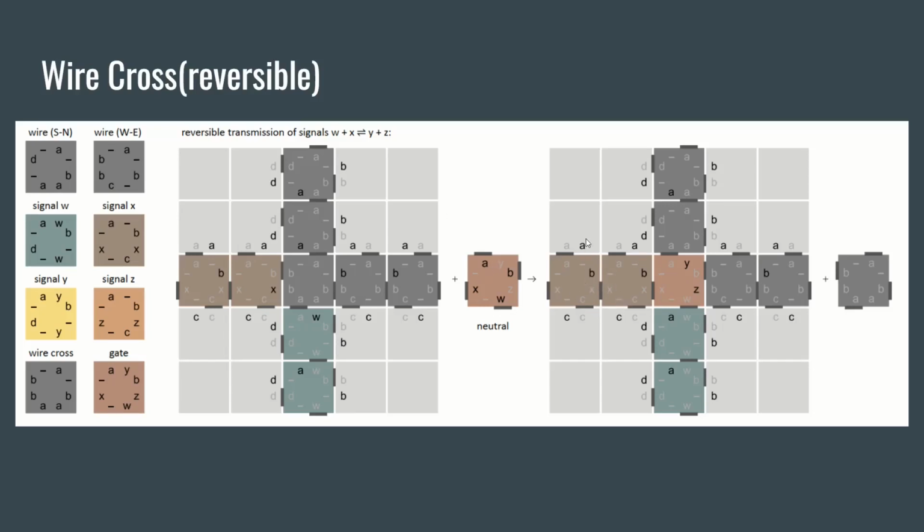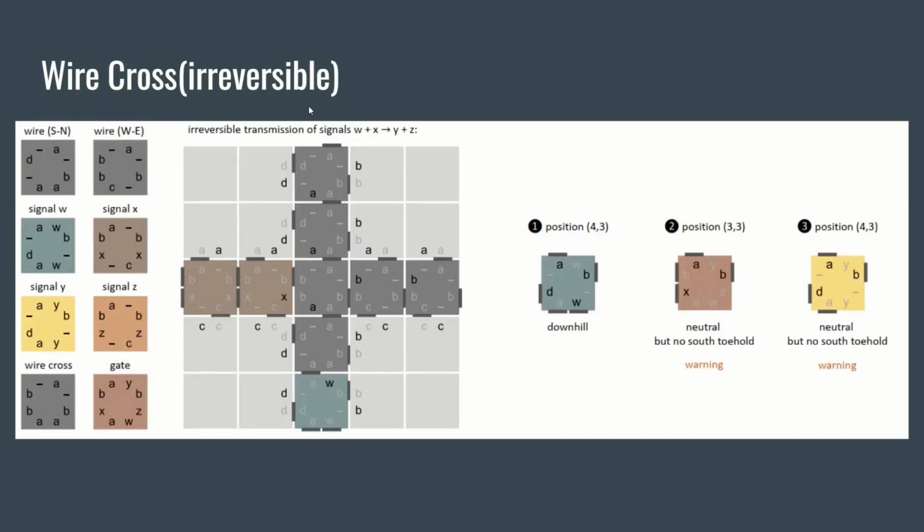But the problem is that this is also reversible. To tackle this problem, here is the construction for the irreversible wire cross. To prevent the reversible process, there is a downhill tile which has been used for the left signal and the bottom signal. Here in the left signal, you can see that they formed a five bond, but there is a problem.